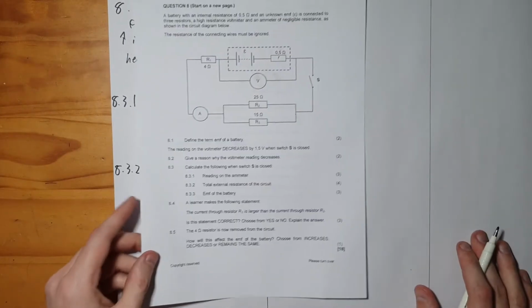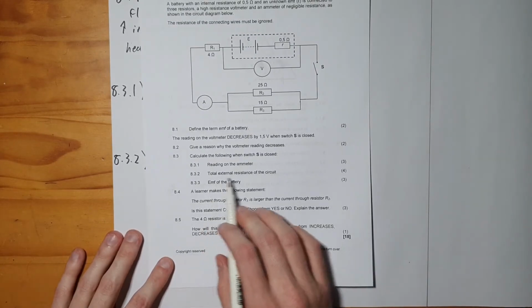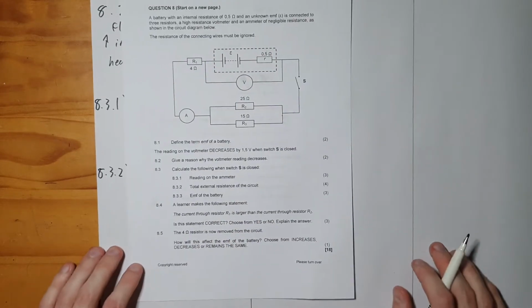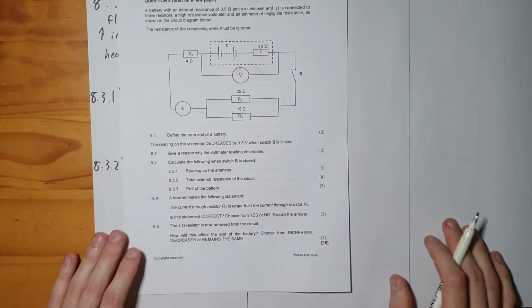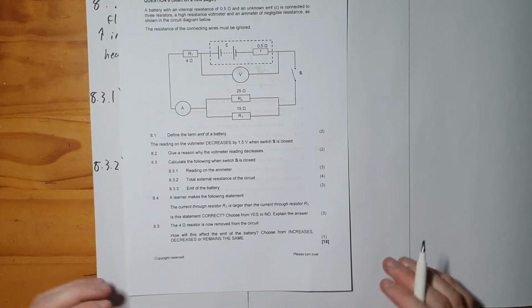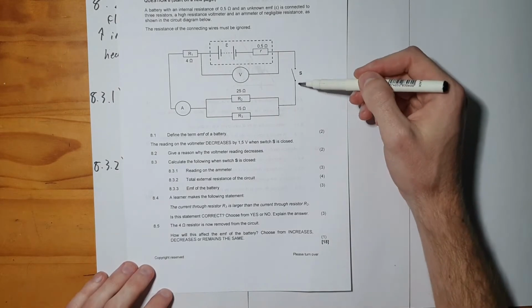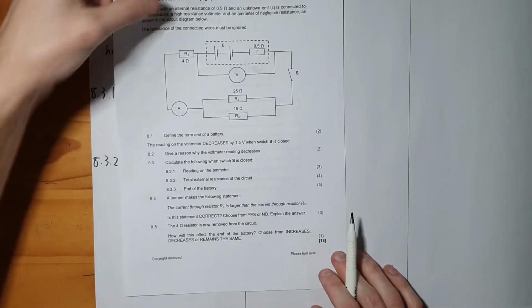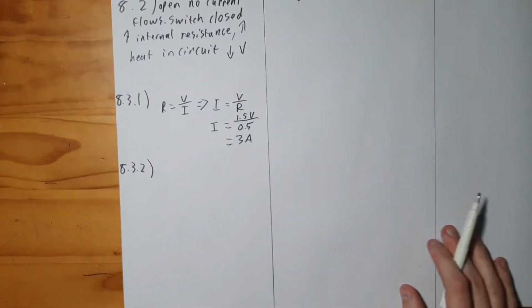Now looking at 8.3.2, it says the total external resistance of the circuit. This normally becomes a little bit tricky when we're trying to figure out what's in parallel and what's in series, but the best way is to draw your circuit out in one straight line. So what do I mean by this? Well, let me show you.